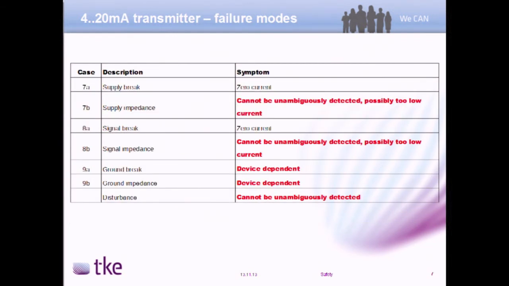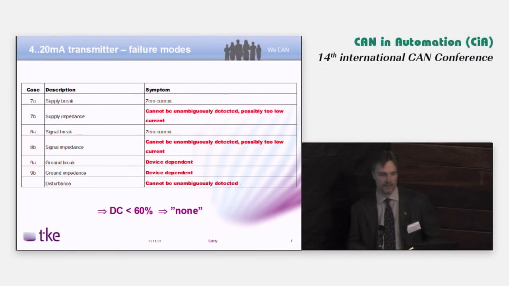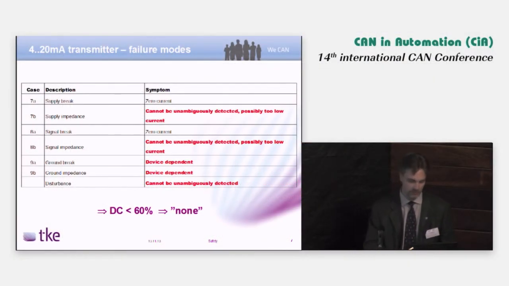And the rest. Based on these, we can clearly compute the diagnostic coverage by means of the functional safety standards. It's far below 60%, which means none as a category. That is a combination of the standards and based on almost 20 years of experience in the machinery industry. It's clearly like this.